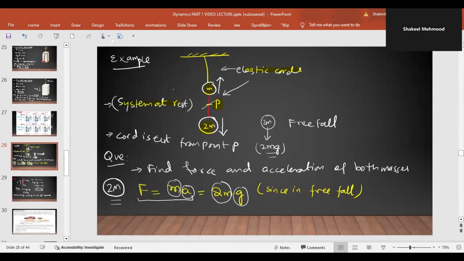And what is its acceleration? Its acceleration is g, because it is in free fall. That's why the acceleration of this 2m is g. I hope this is clear to you, that when you cut this string, 2m is in free fall because only gravity is acting on it. There is no air resistance, it will be given to you in the question. So this 2m is falling freely, in free fall, having acceleration of g and weight of 2 mg.